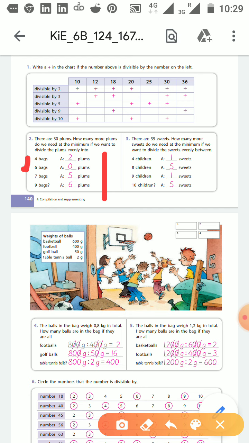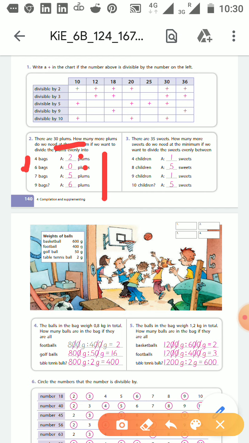And the answer would be 32. So how many plums extra? It's going to be 32 plums, and that's divisible by 4 with no remainder. So because it's 32, that's 2 more than 30. So you write 2 plums at the top there. If there were 6 bags, you wouldn't need any extra plums because 30 is exactly divisible by 6. Remember the 30 at the top there, all right?